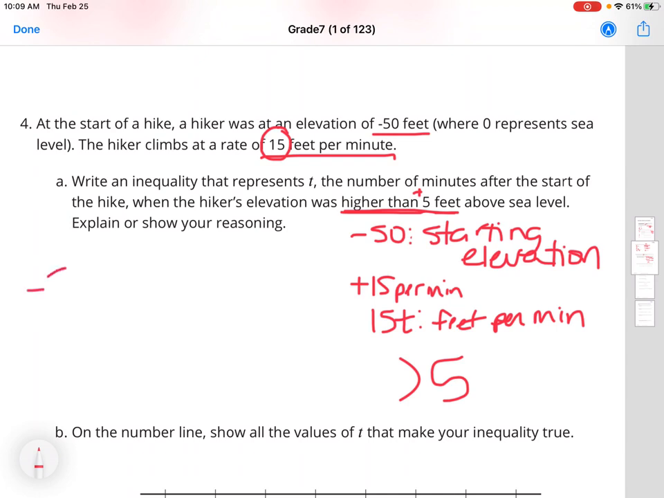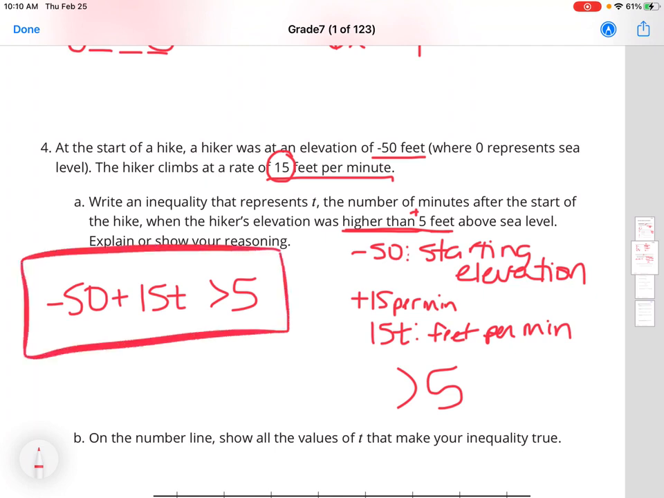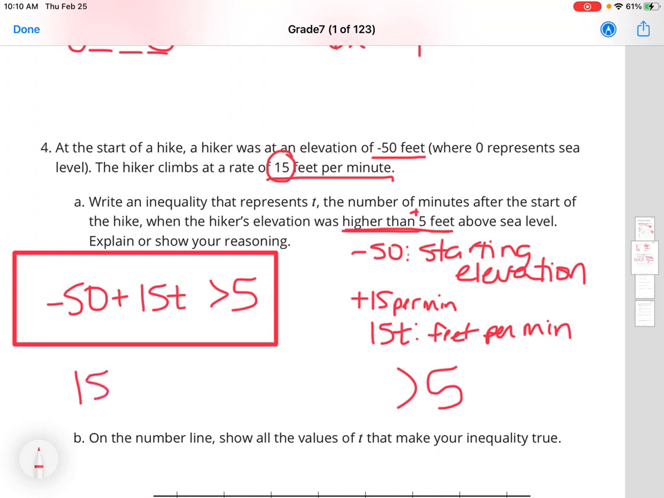So if I start at -50 feet and my amount of change is positive 15 feet per minute, then that tells me what my change is each minute. And I know that when I put my minutes in, I need to be at an elevation that is greater than 5 feet. So that would be your inequality. You could also write it as 15t plus negative 50, or 15t minus 50.